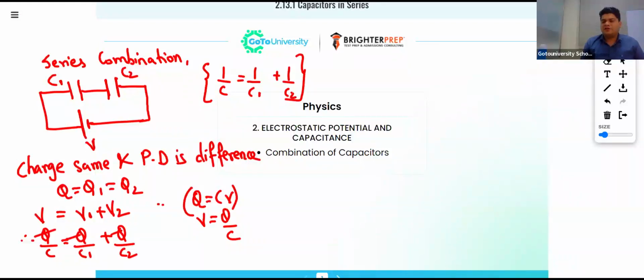This is the series combination. What about parallel combination? In parallel combination, you will use two capacitors in parallel.